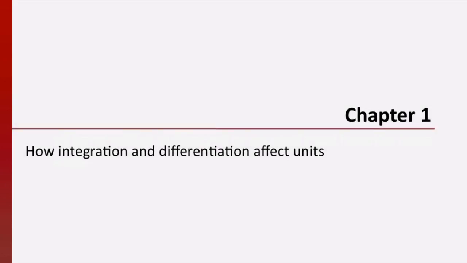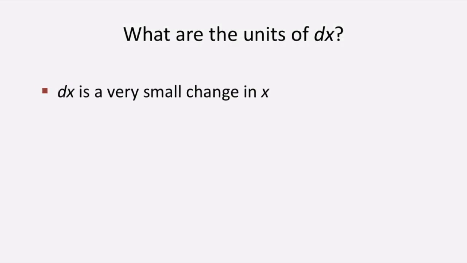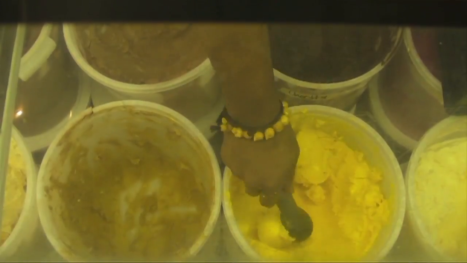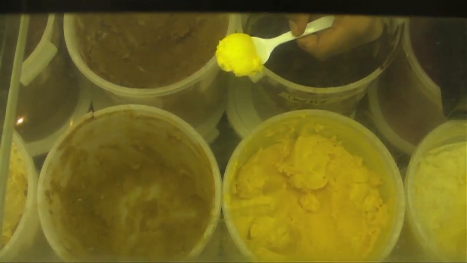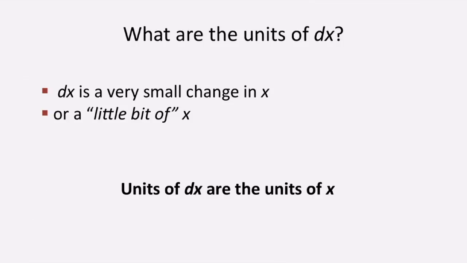Before we start the main example, let's discuss how integration and differentiation affect units. The first question is, what are the units of dx? You should think of dx as a very small change in x, or a little bit of x. Recall that a little bit of ice cream is still ice cream, even if it is a very, very small amount. So the units of dx are precisely the units of x, and the d in dx is unitless.